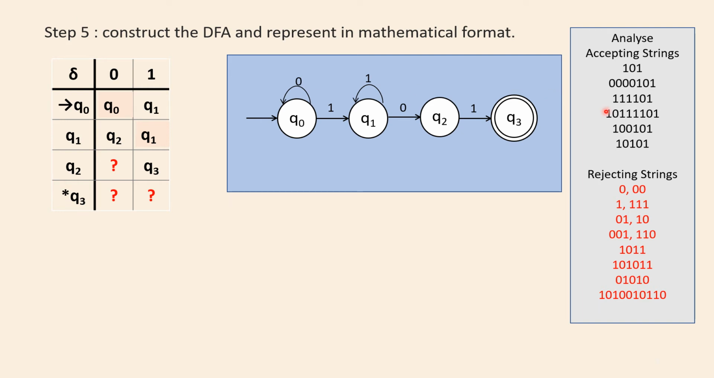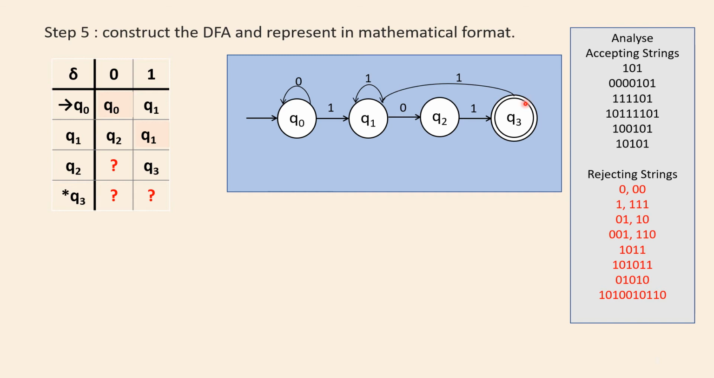Next, I have 101 with n number of ones in between, ending with 101. So, I have 101 which is in the final state. After reaching the final state, I again have n number of ones. So, what I am doing from Q3, I am giving those ones to Q1.